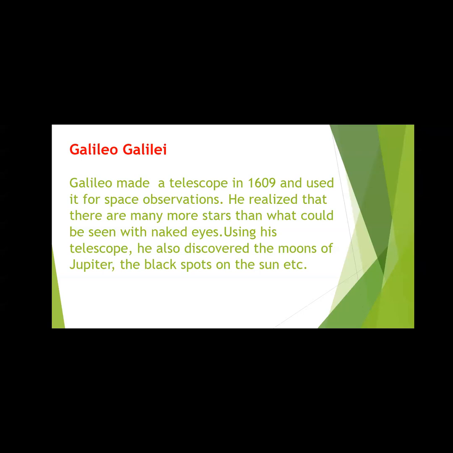You must be knowing, this is general knowledge, that Jupiter has 16 moons. We can see only one moon from our Earth. But if you stand on Jupiter, you can see 16 moons. So there are 16 satellites of Jupiter. He saw the moons of Jupiter with the help of his telescope 400 years ago.